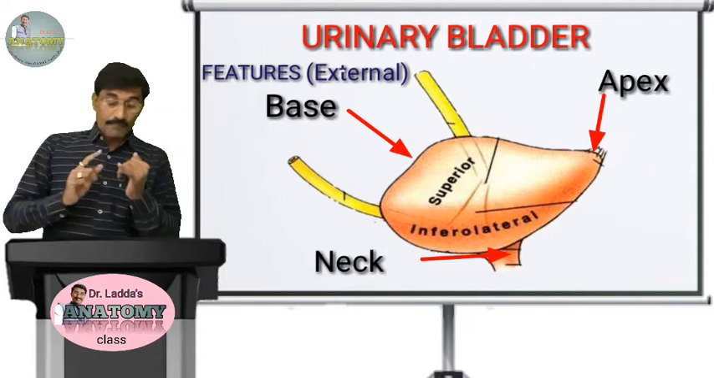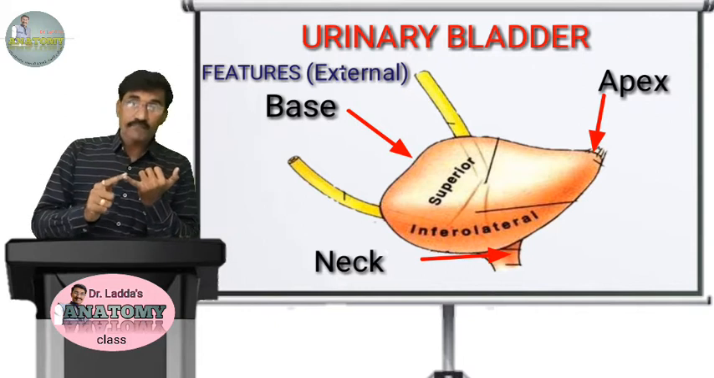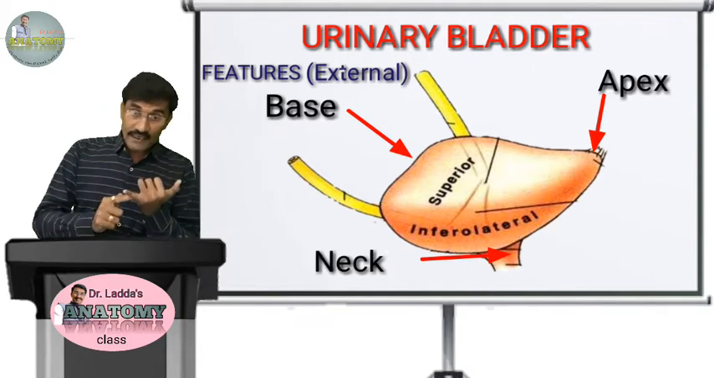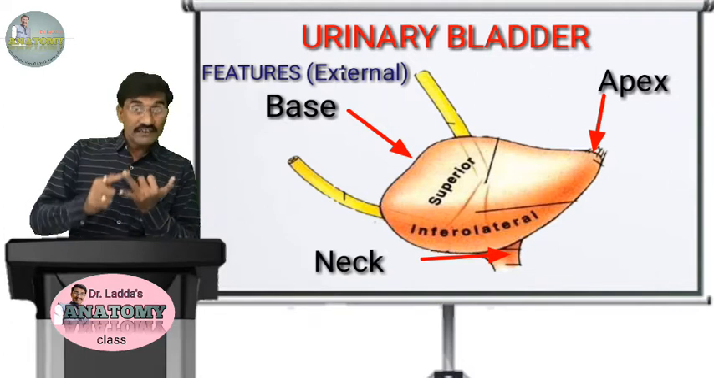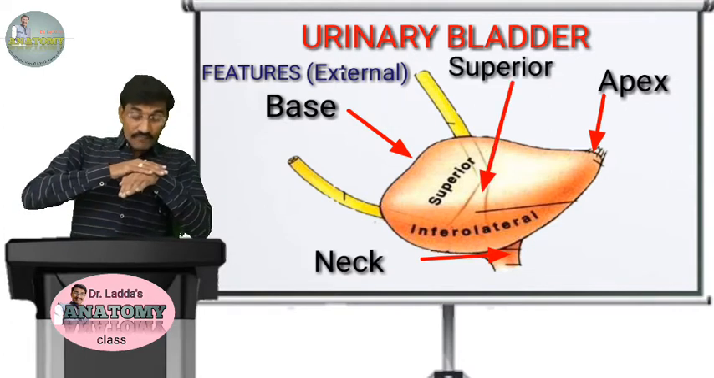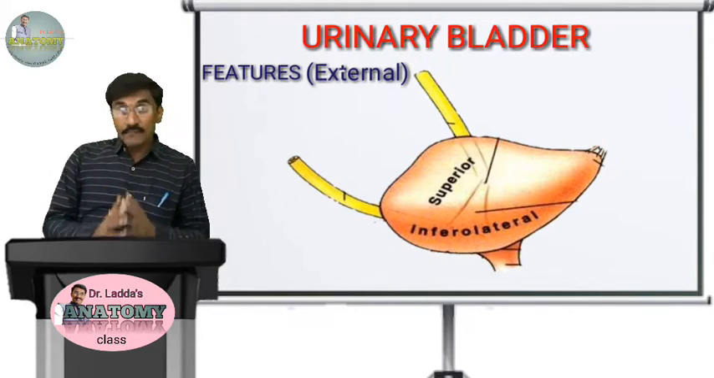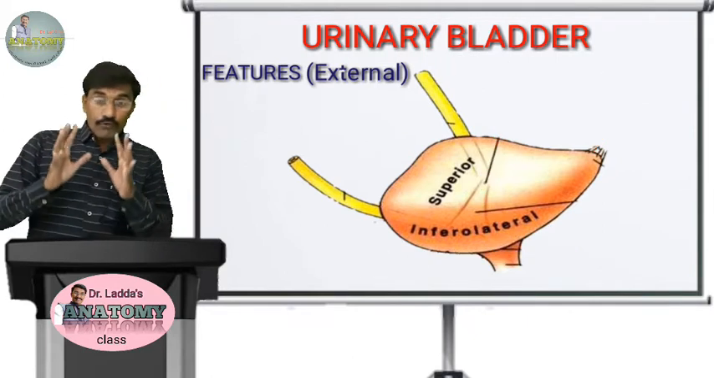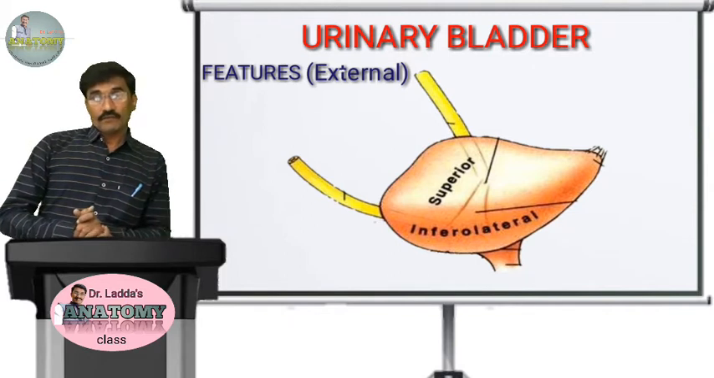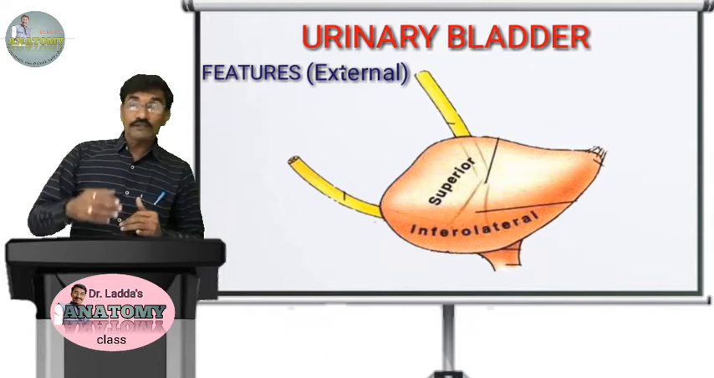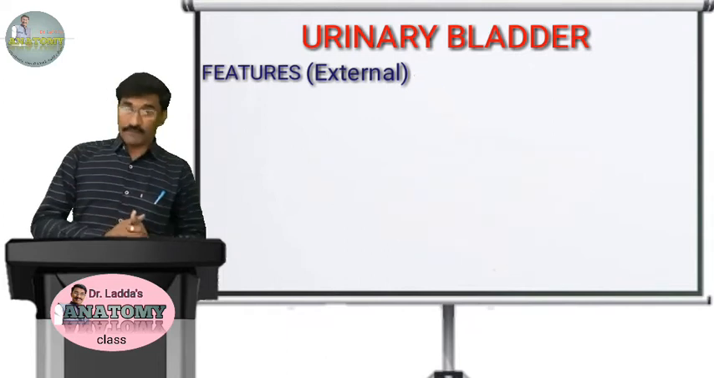The empty bladder shows an apex. The empty bladder shows a base. The empty bladder has a neck. The empty bladder has 3 surfaces, one this and 2 these. And the empty bladder has 4 borders. Now my role is to describe each and every one.